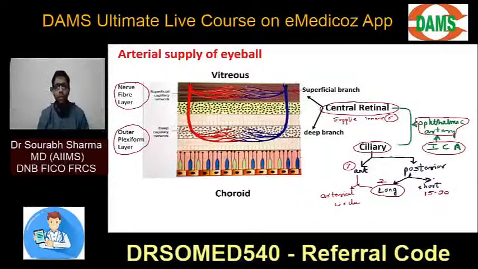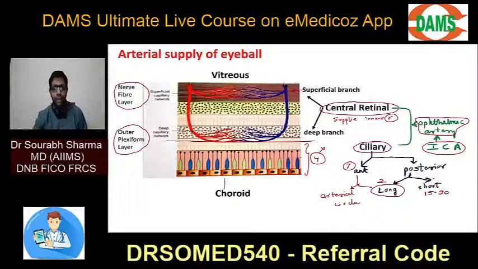Sir, what will happen of the outer 4 layers? No, the outer 4 layers, they do not have any blood supply. Then, sir, what? They get nutrition from the choroid, ciliary artery. Ciliary arteries are for choroid. They get nutrition from the choroid.